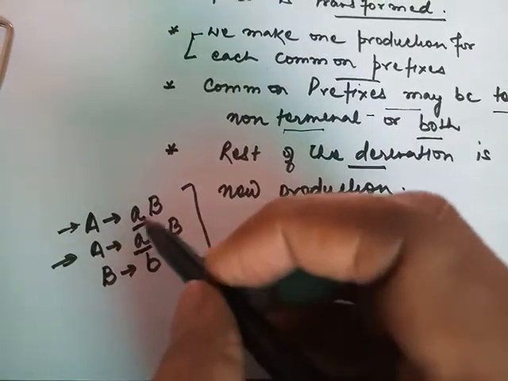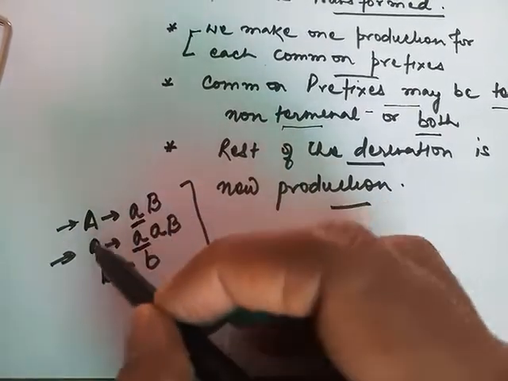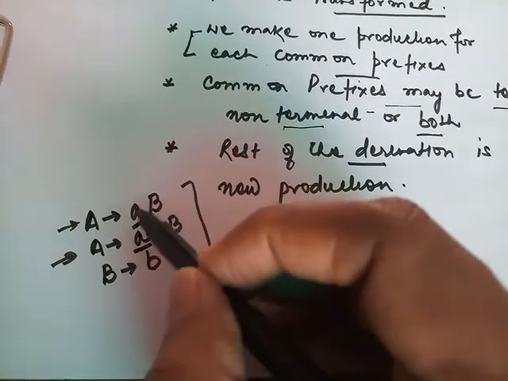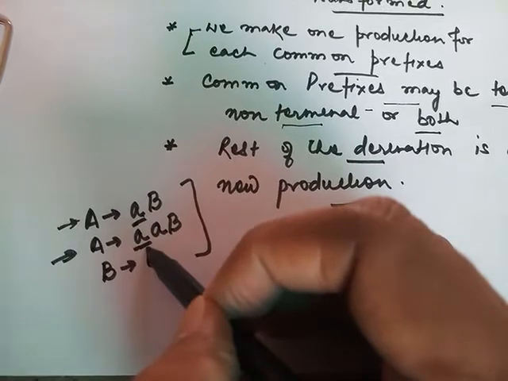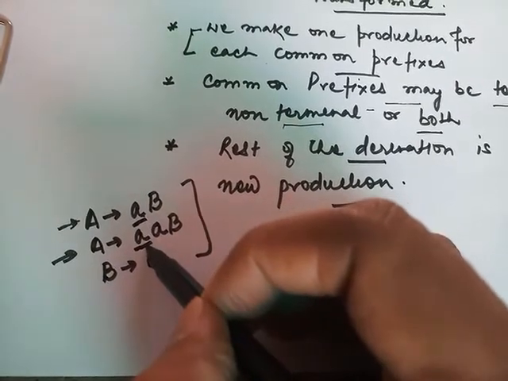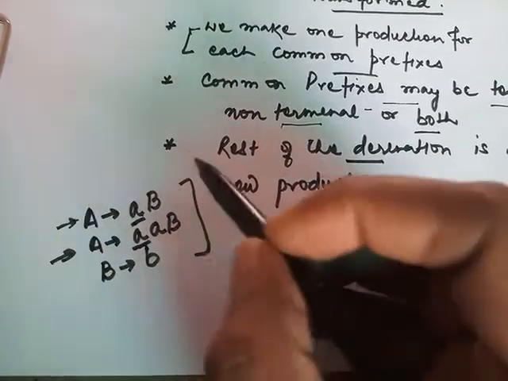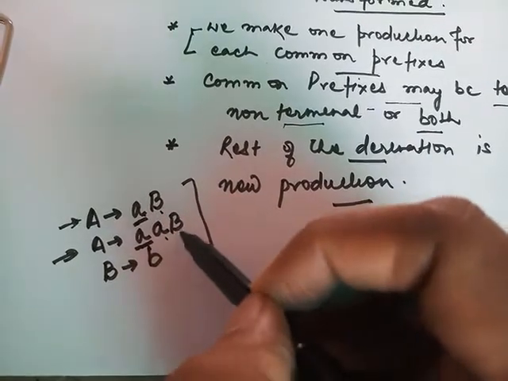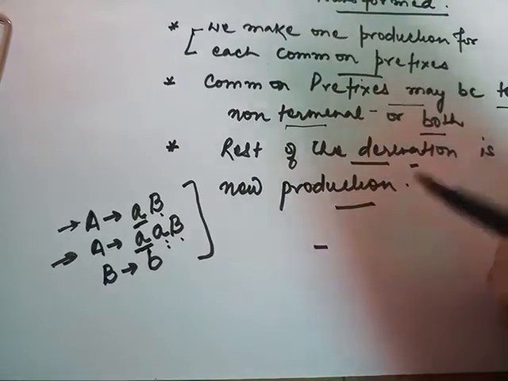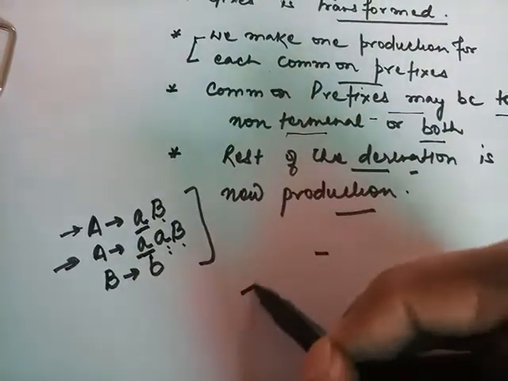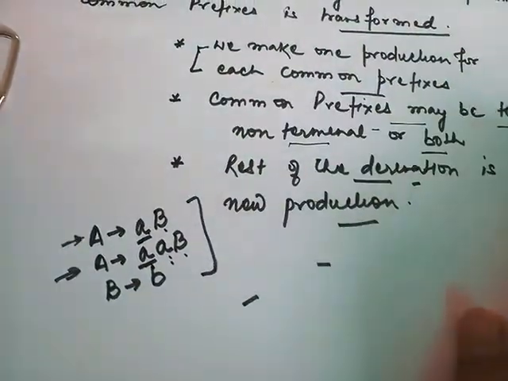So the rule says that we have to make one production for these two common prefixes, and for the rest of the symbols we have to make a new derivation. So how to do this? We will take some examples and it will be clear. Okay.